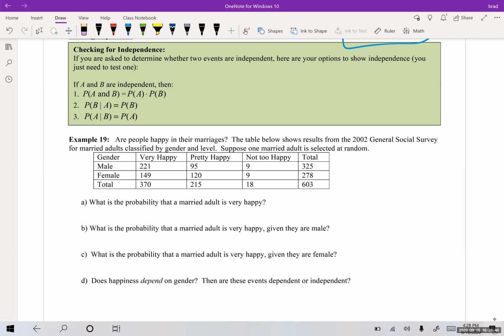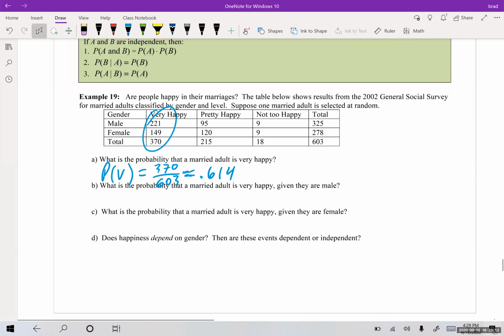It says probability that a married adult is very happy. So let's do probability very happy. Okay, so very happy is right here, and that would be 370 divided by, did they tell us how many? 603, right? So when we do this in our calculator, we should get approximately 0.614. Okay, I normally use 3 decimals in general.